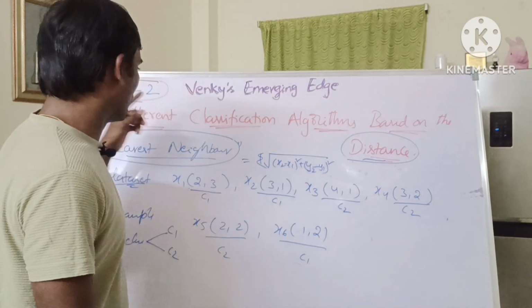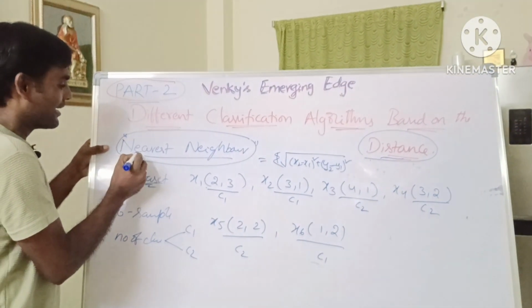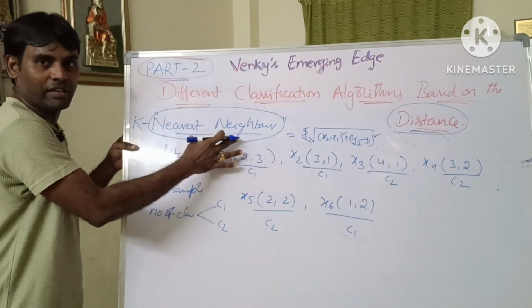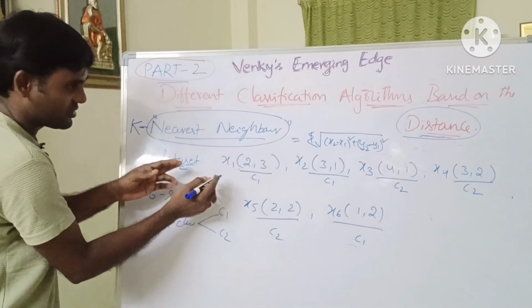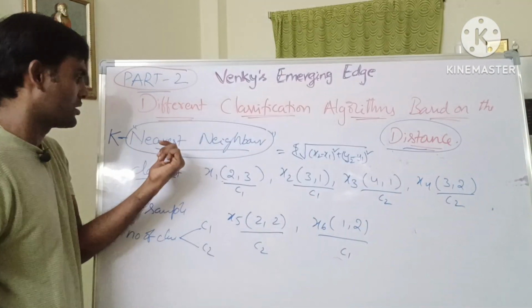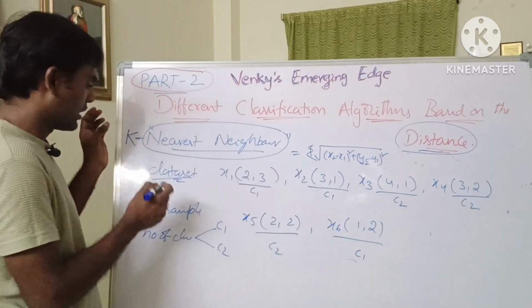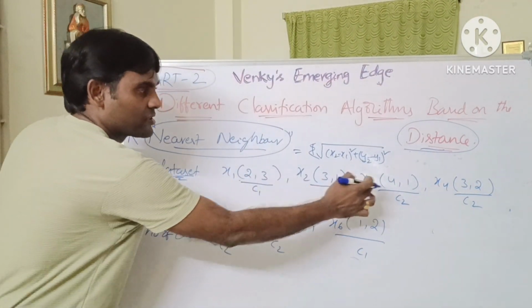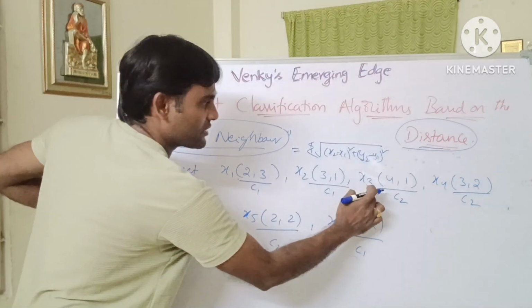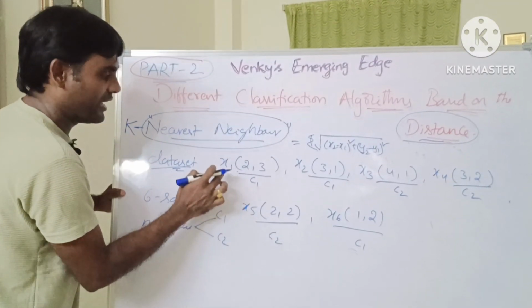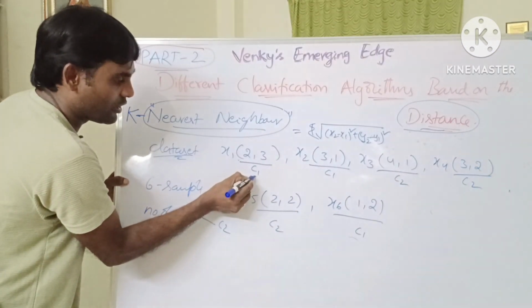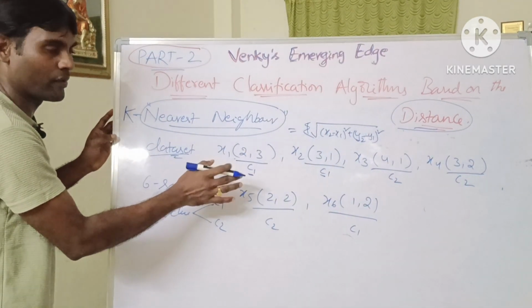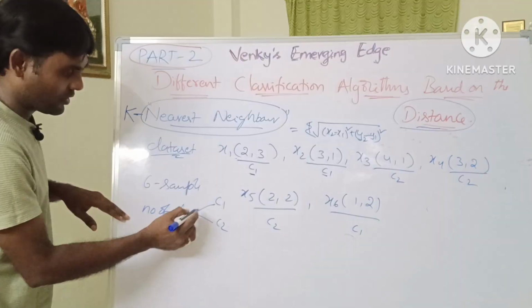So coming to part 2, here we are discussing the K nearest neighbors technique. Here we take the data set, and already we are applying the previous part 1 nearest neighbors. Here, applying K nearest neighbors, the data set contains 6 samples: X1, X2, X3, X4, X5, X6. Each sample contains an individual class label, so that is a completely supervised data set. Number of classes: C1, C2.